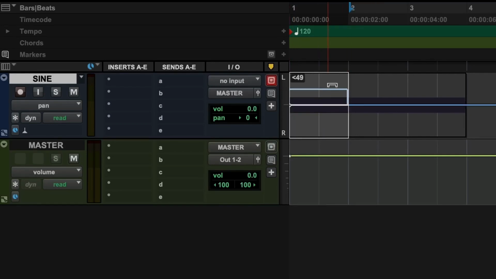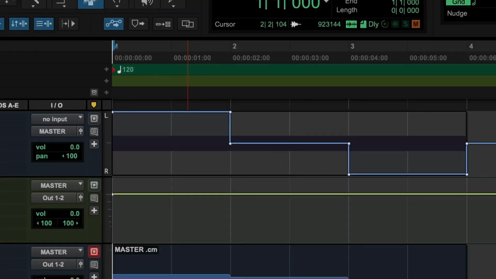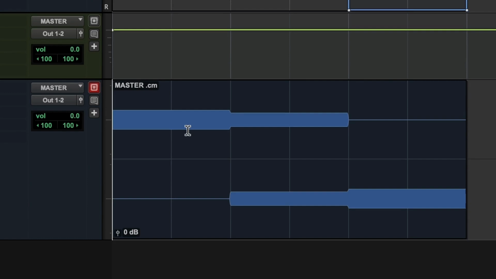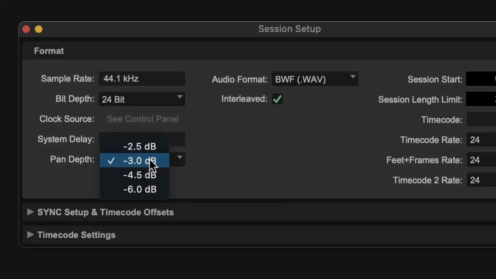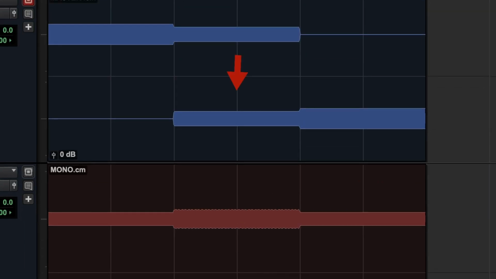With this in mind, let's do a test. We'll put a sine wave for a few seconds only on the left, then in the center, and then on the right. Let's render the master. Even though the original sine wave's volume doesn't change, we can now see that there is a difference. When the pan is centered, the signal is 3 dB lower. This is due to the pan depth, which is set by default to -3 dB on practically all DAWs. If we now convert the stereo signal to mono, we see that what was on the left and right is now lower, while what was in the center has stayed exactly the same as before.